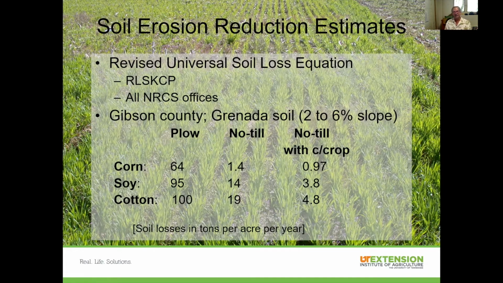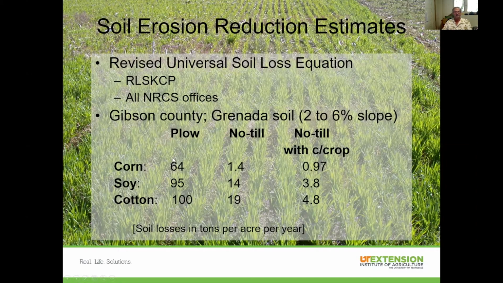This is an equation that the United States Department of Agriculture, the NRCS folks, use to estimate soil erosion losses. What we have here is a Grenada soil in Gibson County on a 2 to 6% slope. If we were plowing this soil and growing corn, we would expect a loss of about 64 tons per acre per year under corn, 95 tons per acre under soy, and 100 tons per acre per year under cotton.